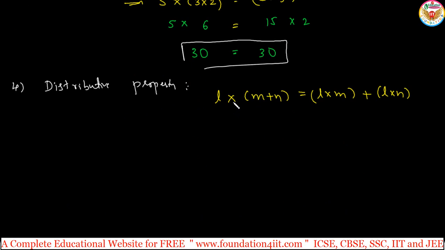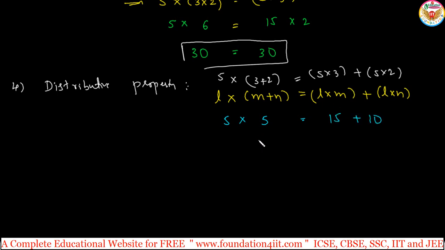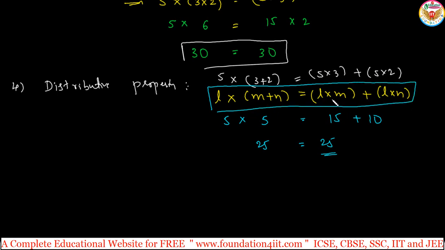Same here, 5, 3, 2. If I take 5, 3, 2, then 5 into (3 plus 2) is equal to 5 into 3 plus 5 into 2. We'll get the same result. 3 plus 2 is 5, into 5 is 25 on this side. 5 into 3 is 15 plus 5 into 2 is 10, which is also 25. It exists. So if L, M, N are three integers, then L into (M plus N) is exactly equal to L into M plus L into N. That is the distributive property.